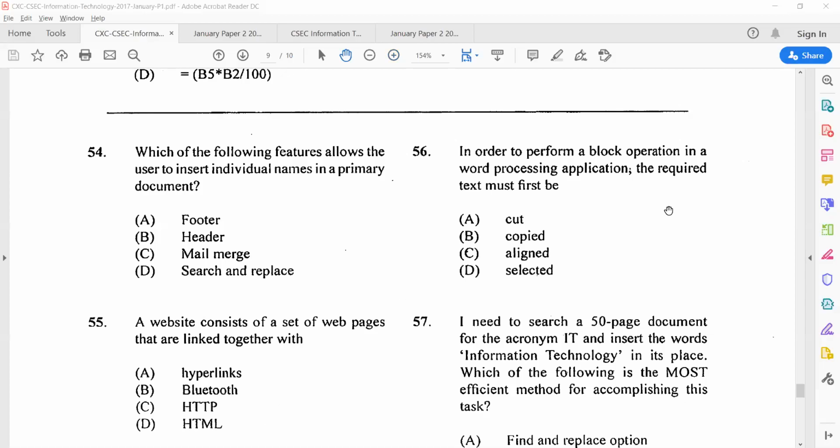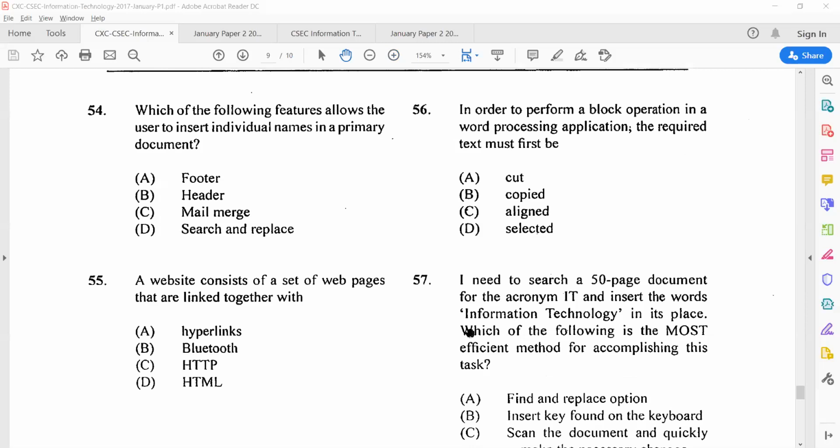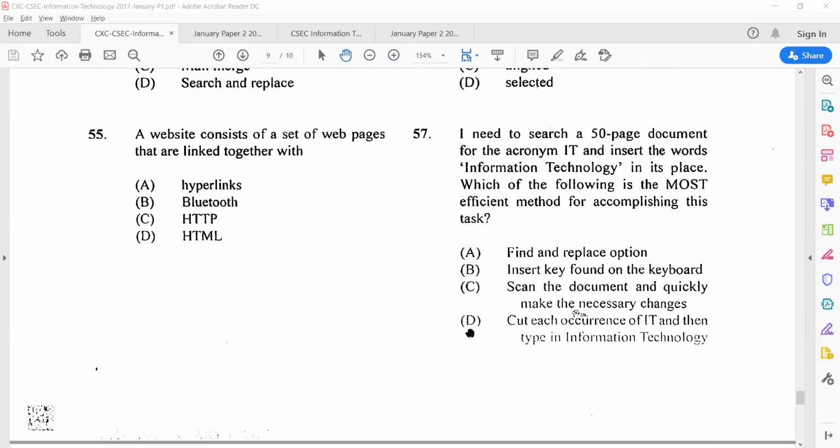All right. Any questions, please let me know if you want further clarification on it. All right, let's move on to 57.